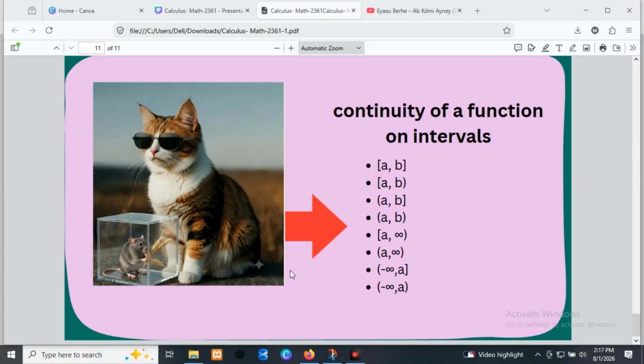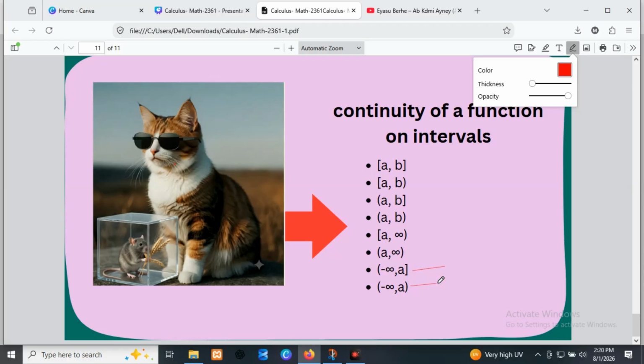So under the intervals, we have different types of intervals: closed interval, half closed interval, half open interval, bounded below interval, and open. And this is bounded above interval, and the same is true. This one is closed, but this one is open.